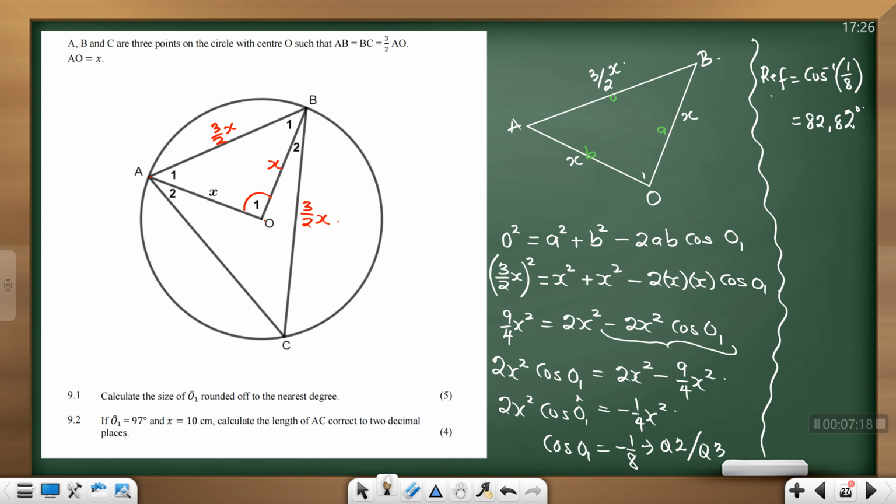Let's maintain the same system. What's our reduction? 180 minus the reference angle. Make sense? Now I'm looking for angle O1. Angle O1 would be what? 180 minus 82,82. And what would that give you? That might give you a 97 now. Yeah, 97,1.